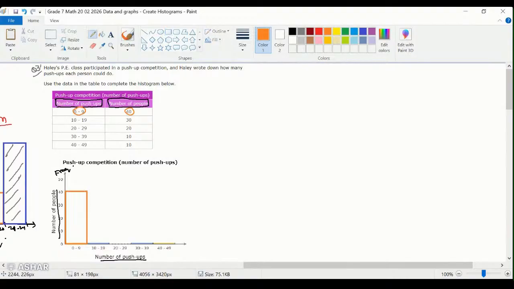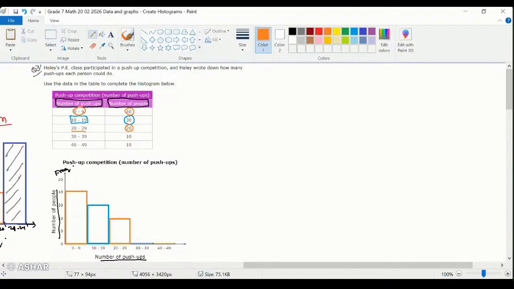Between 10 and 19, there were 30 people. So we make between 10 and 19 would be 30 people. You just need to make the bars. Between 20 and 29, there were 20 people.